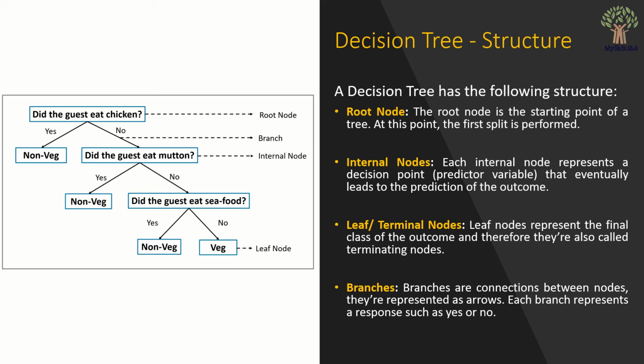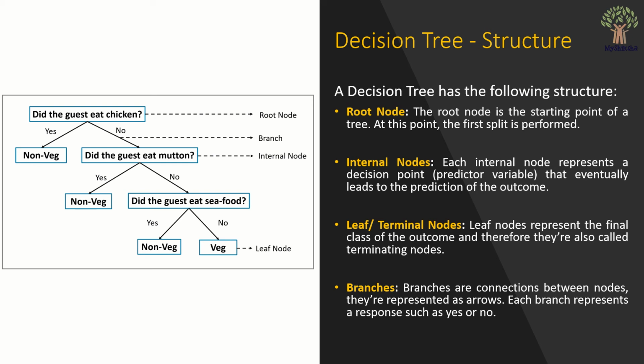Now next comes the internal node. You can clearly see, did the guest eat mutton? Only if you are going to split it further, it's called a node. And you call it the internal node here because you're going to split it further into multiple nodes. Each internal node represents a decision point, that is a predictor variable that eventually leads to the prediction of the outcome.